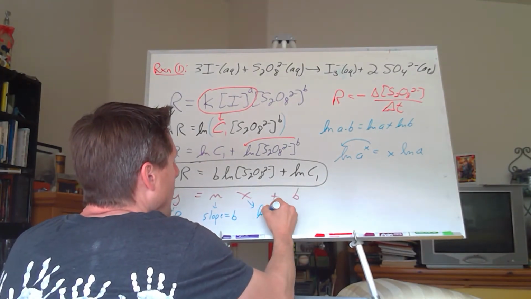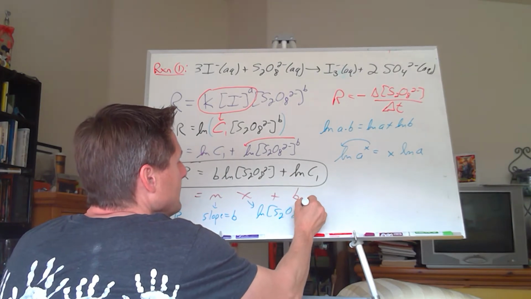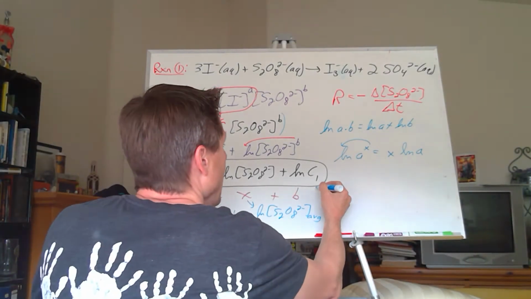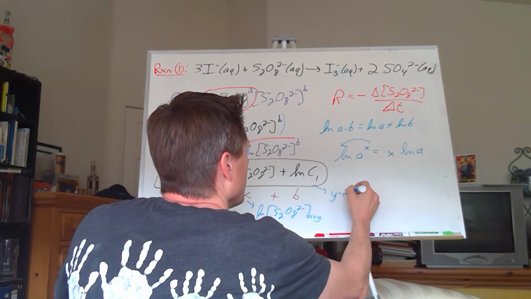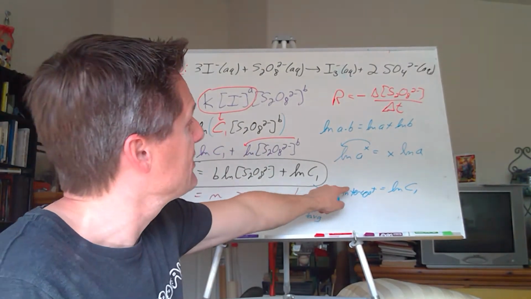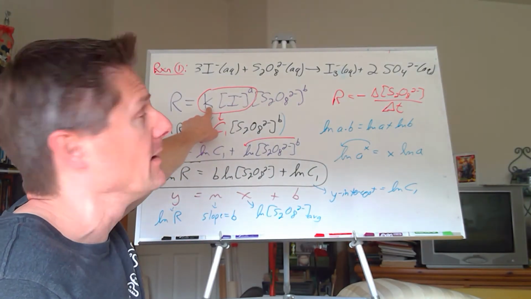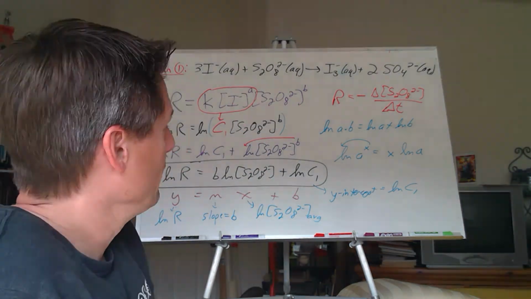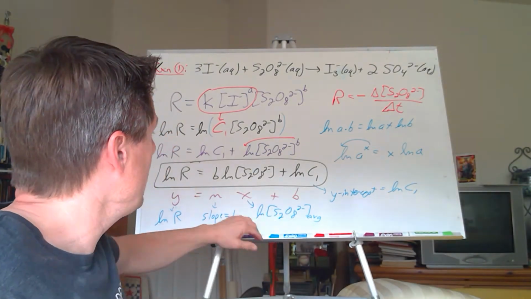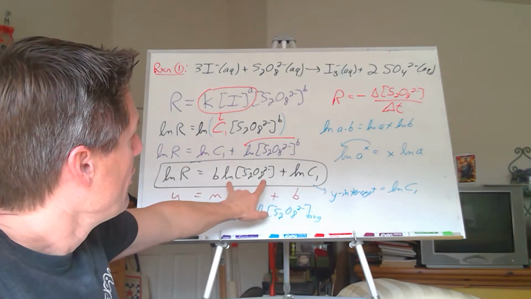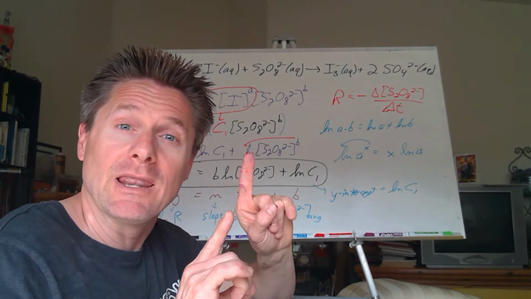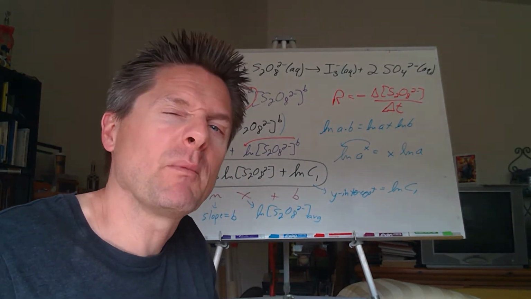X will be the log of the S2O8 2 minus, and we're going to use the average concentration for that. And then the y-intercept will be the natural log of C1. Now from the y-intercept, we'll be able to calculate C1, and from that, the rate constant. That'll be the last thing we do for this lab. So we're going to make a graph. Let's show you what this graph looks like. If we plot the log of the rate on the y-axis versus the log of the average S2O8 2 minus on the x-axis, we're going to get a least squares fit, giving us a slope. Let me put that up on the board.